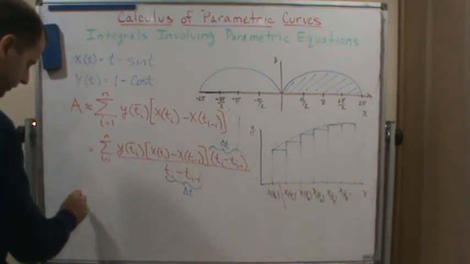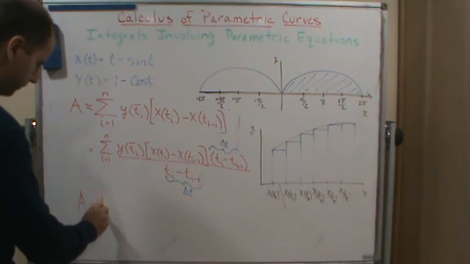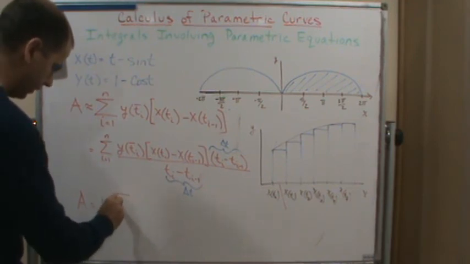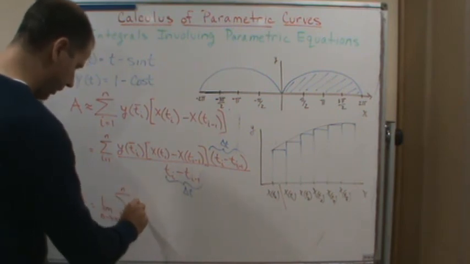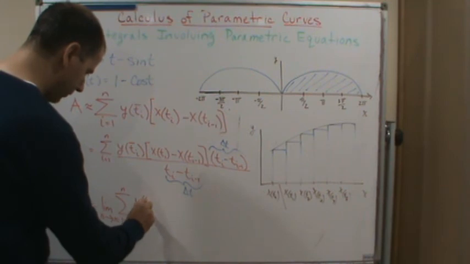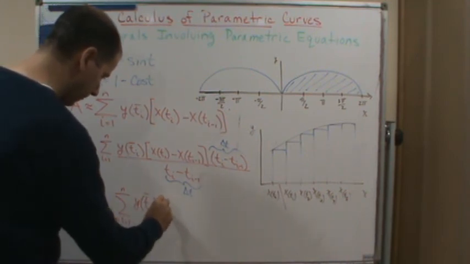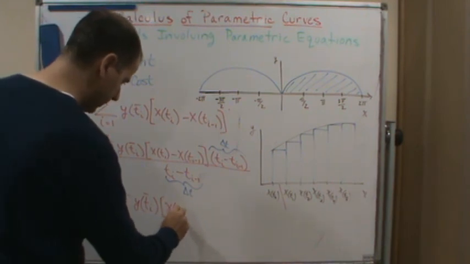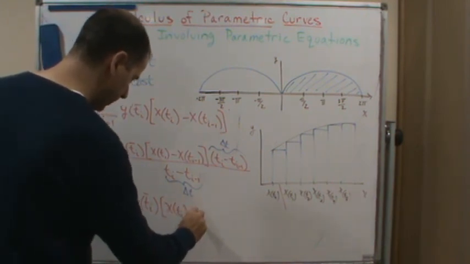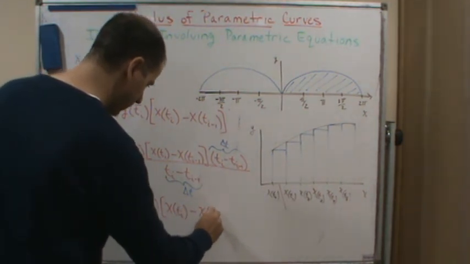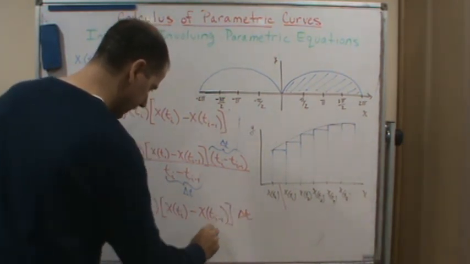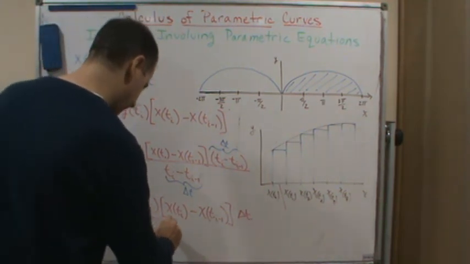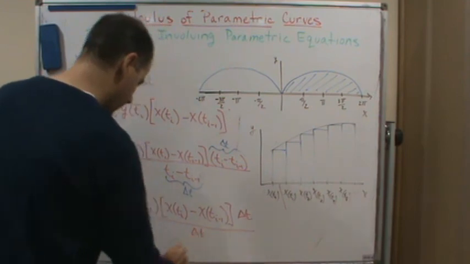So now if I take the limit, A is going to equal the limit as n approaches infinity of the Riemann sum, as i goes from 1 to n of y of t bar sub i times x of t sub i minus x of t sub i minus 1, delta t, over delta t.